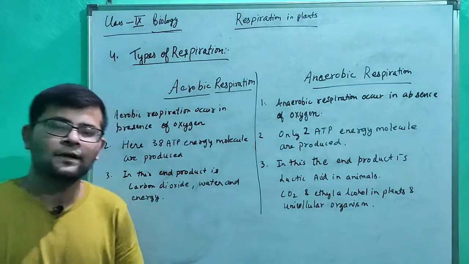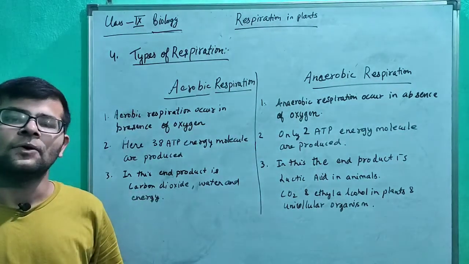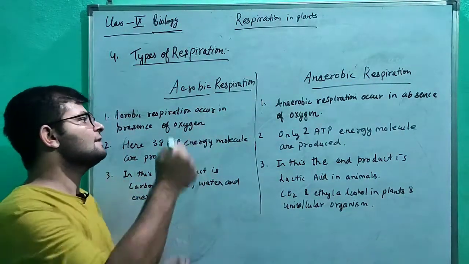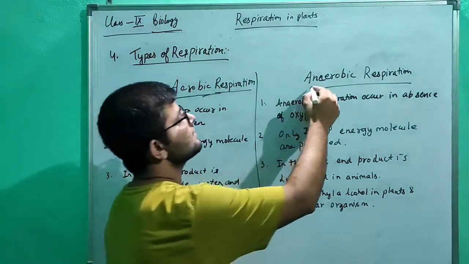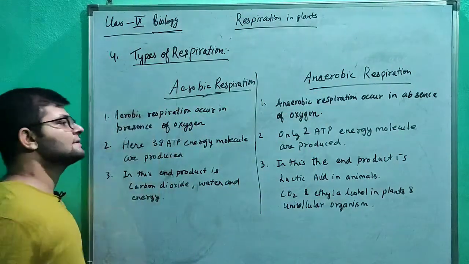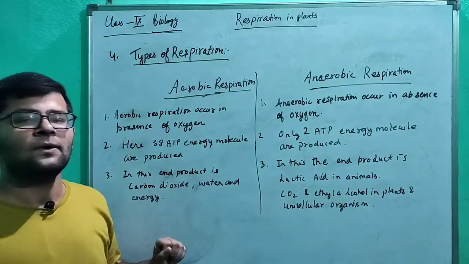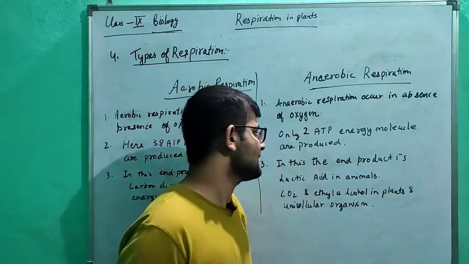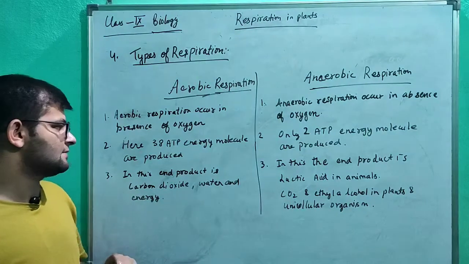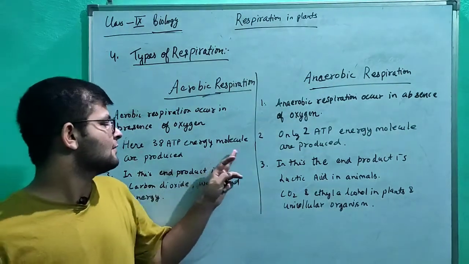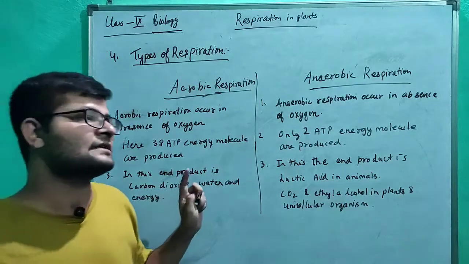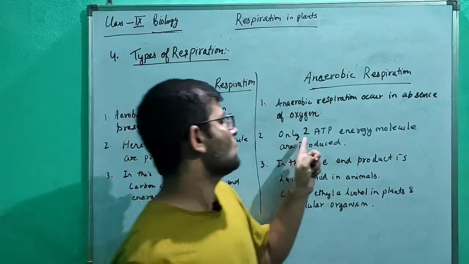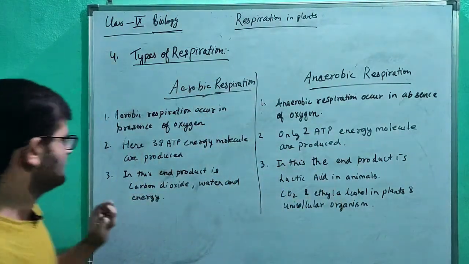Now let's talk about the types of respiration. On the basis of presence and absence of oxygen, respiration is of two types. Number one is aerobic respiration and number two is anaerobic respiration. Aerobic respiration occurs only when oxygen is present, and anaerobic respiration occurs when oxygen is absent. In aerobic respiration, 38 ATP energy molecules are produced by a single glucose molecule, but in anaerobic respiration only 2 ATP energy molecules are produced.